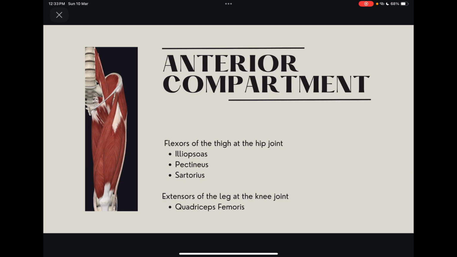So let's start by talking about the anterior compartment muscles. Again, anterior compartment is between the medial and lateral intramuscular septa. It has muscles that will flex the hip and muscles that will extend the knee. The flexors of the hip are iliopsoas, which is technically two muscles that have a conjoined tendon inserting into the same place, pectineus and sartorius, and the extensors of the knee joint are a group of four muscles collectively known as quadriceps femoris because they have one tendon or one point of insertion. So that is the anterior compartment muscles.